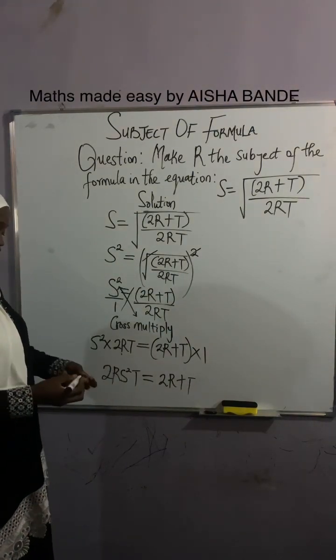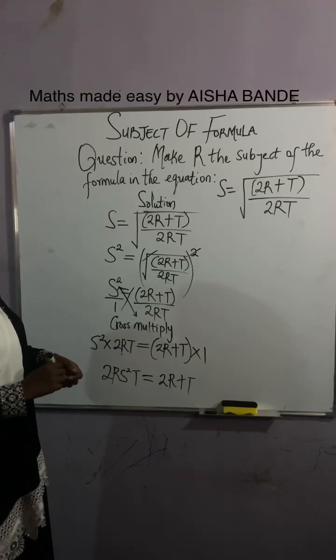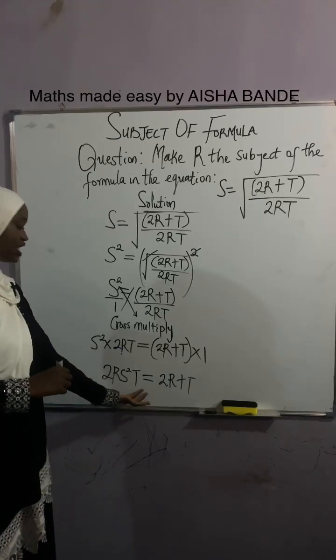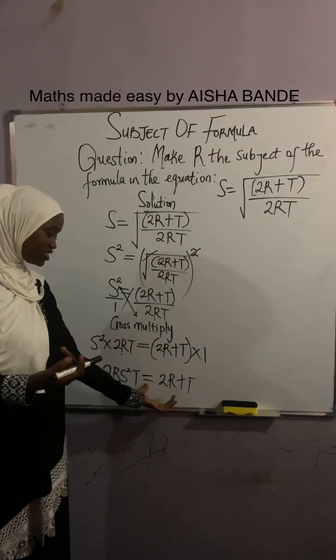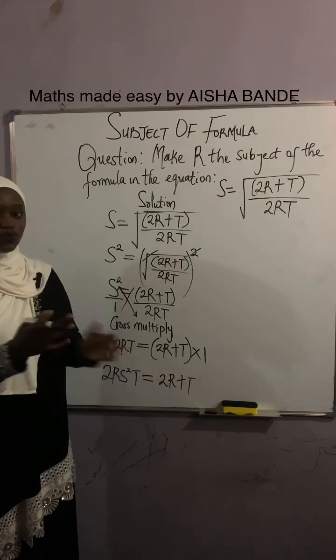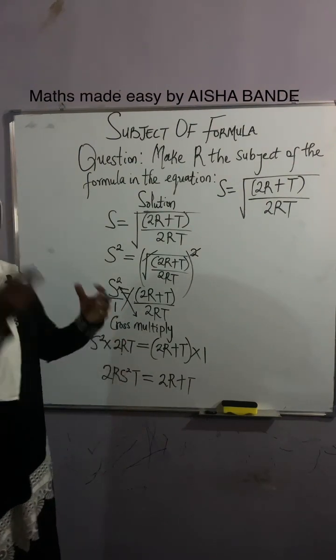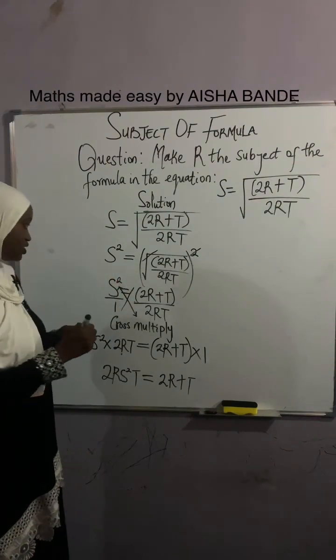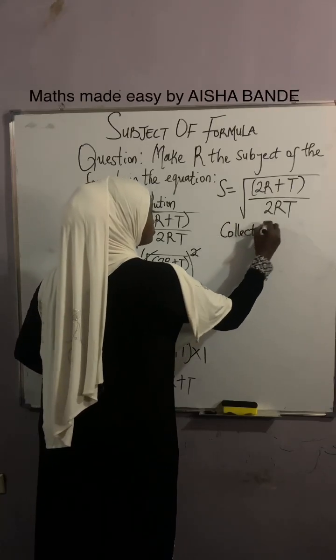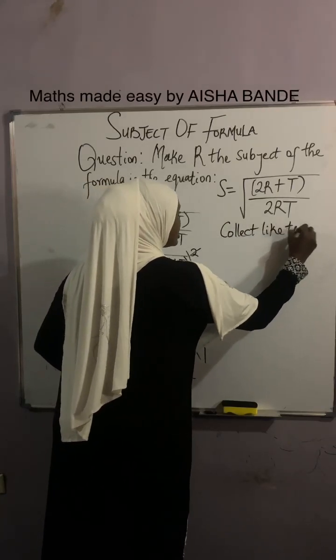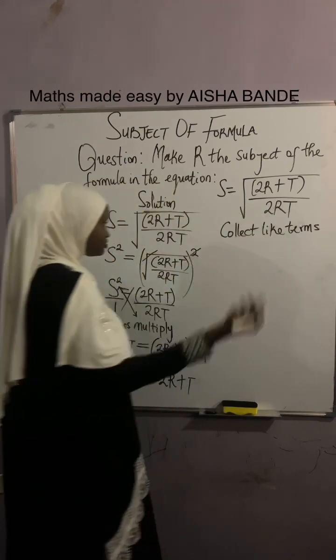So from this point, we have to be very careful because this term is carrying a R. This second term here, after the equal sign, is also carrying a R. So what we do in this case is to collect like terms. From this point, let's collect like terms. In a previous class, I've discussed what collecting like terms means.